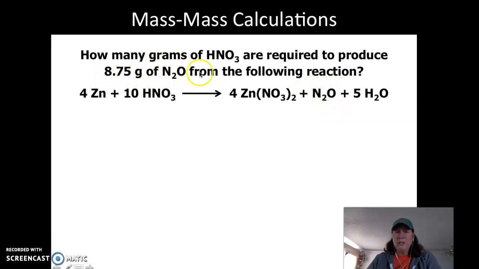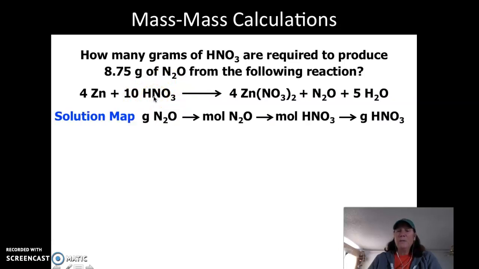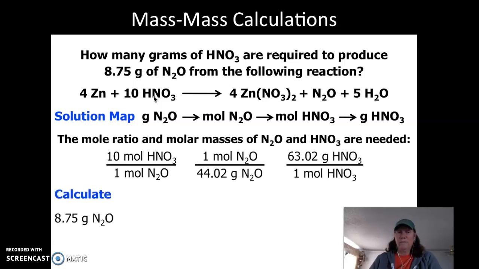So what we need to do is we need to know how many grams of HNO3, this is nitric acid or hydrogen nitrite, whichever you want to call it. We need to know how much of this do we need, okay? So again, it's going to be 3 steps. First, we're going to change grams to moles, and then we're going to do our mole ratio, and then we're going to change it back to grams of HNO3. So we've got to do 3 conversions, okay?